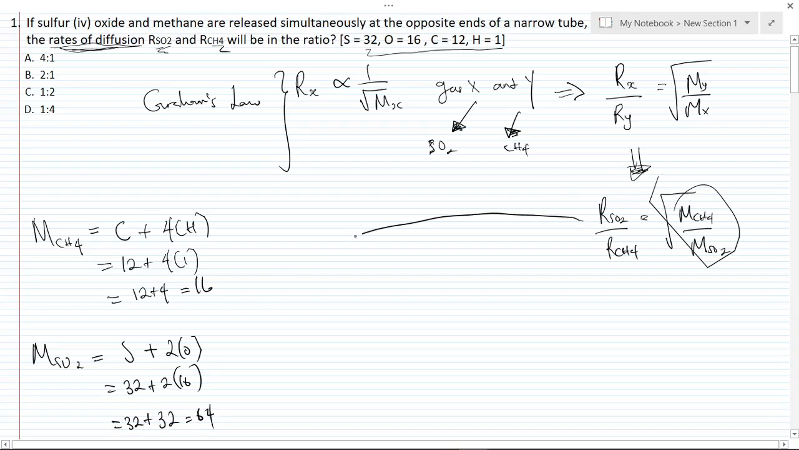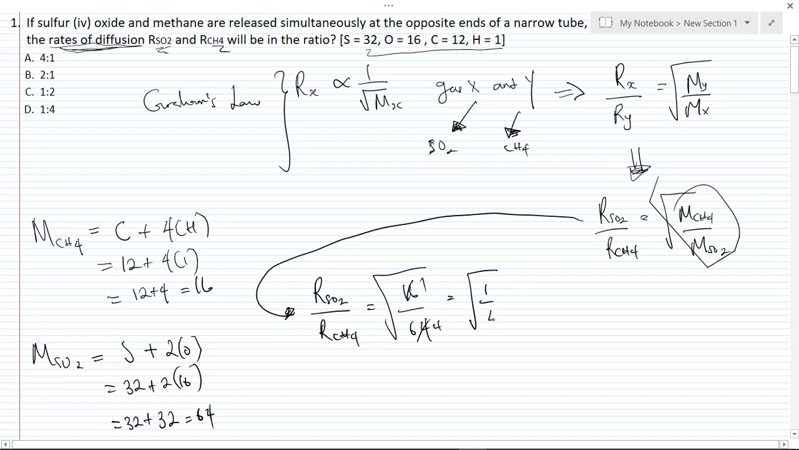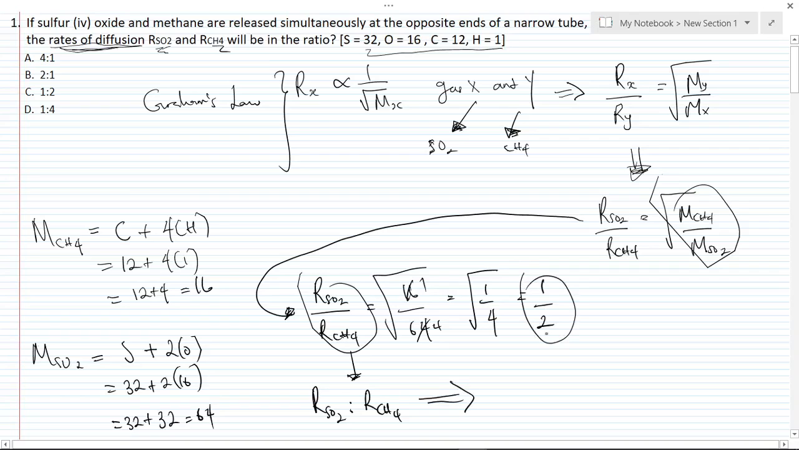So going back to the equation we have here, RSO2 divided by RCH4 equals the square root of 16 by 64. We have 1 divided by 4, and finally 1 by 2. We can simplify this to be RSO2 ratio RCH4, and we can also simplify this to be 1:2, and this is our final answer. So comparing the options, we can see that option C matches what we got, so that's the correct option.